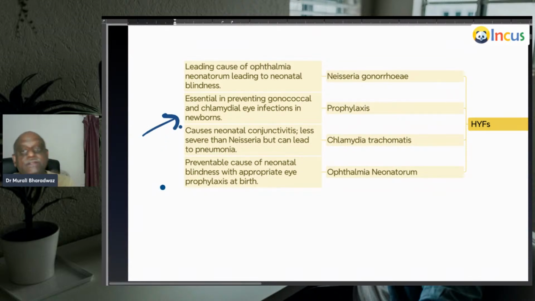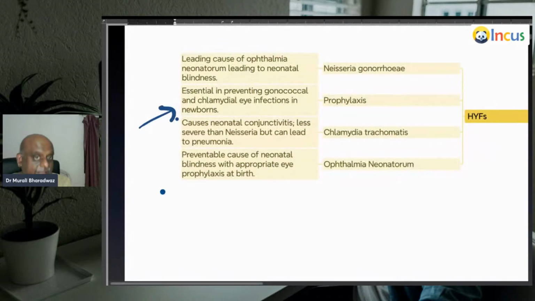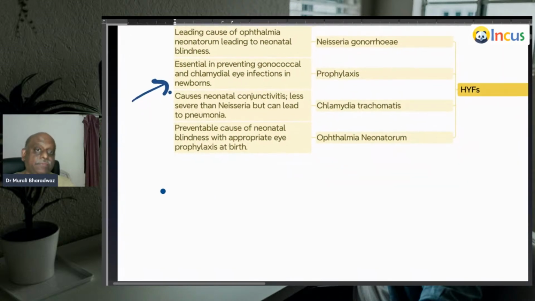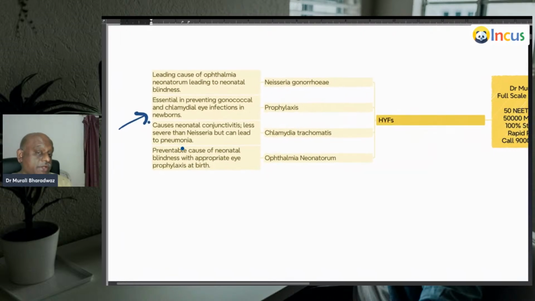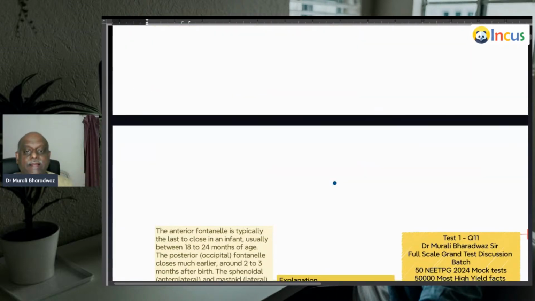We do prophylaxis before birth. Now, chlamydia causes neonatal conjunctivitis, but less severe than Neisseria, but chlamydia can also lead to pneumonia.